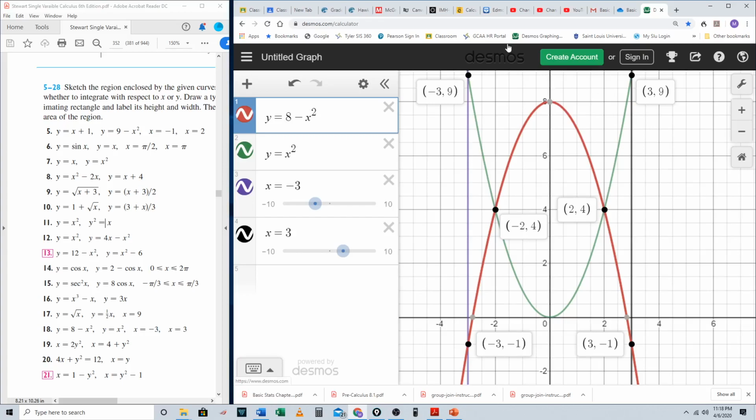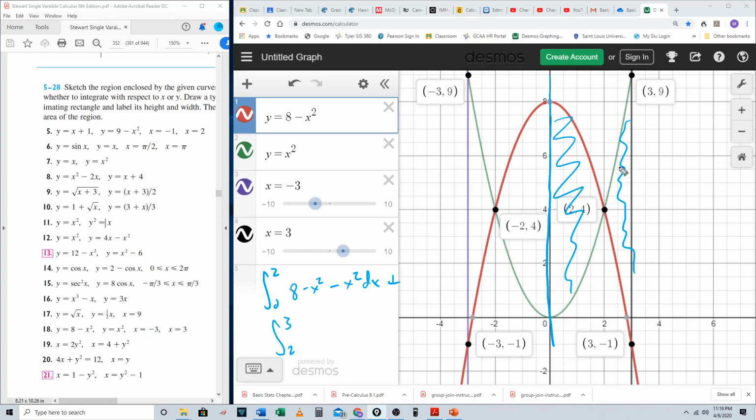And again, why not just use the fact that this is obviously symmetrical, from 0 to 3? So what we're going to do is only find the area of this half, this area and that area. So that means the integral from 0 to 2, where the red function is bigger, of 8 minus x squared minus the green function, x squared, dx, plus the integral from 2 to 3 of the green function, x squared, minus the red function, 8 minus x squared. So that's what we're going to do.